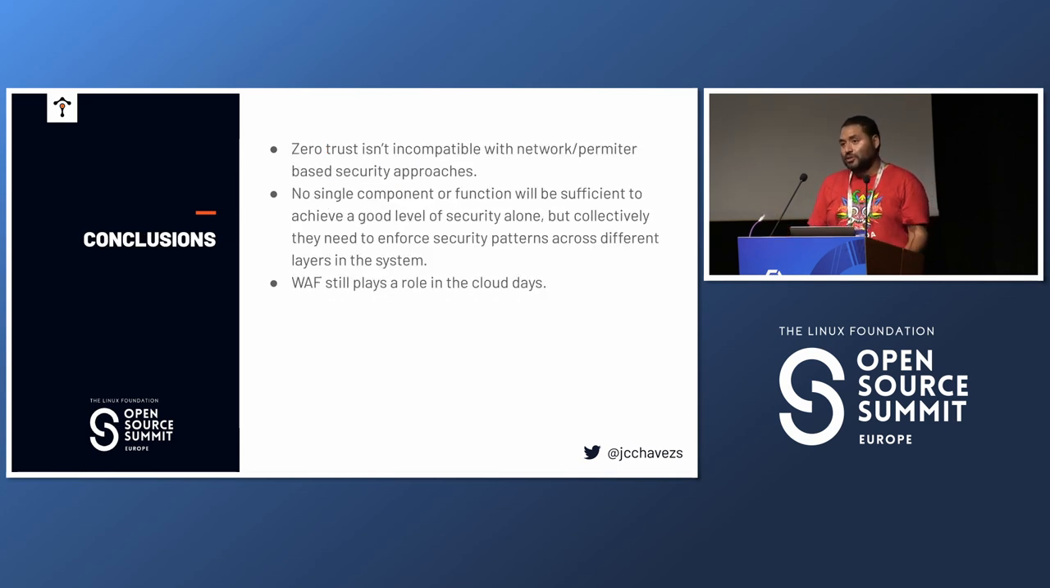And finally, conclusions. First, Zero Trust isn't incompatible with other network perimeter-based security approaches, as I said. They don't hate each other. They can work together and provide you more security. No single component or function will be sufficient to achieve a good level of security alone, but they work collectively, one layer over the other, to achieve protection.